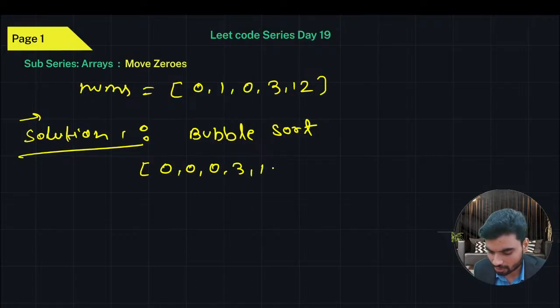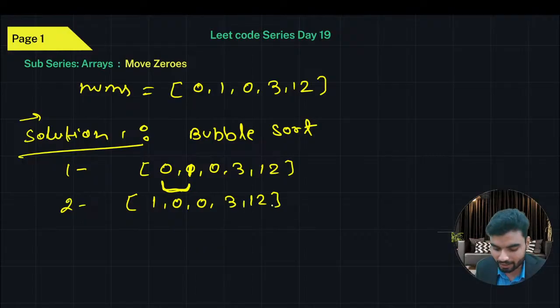0, 3, 12, which means you'll compare these, and if there is 0, you move it to the right part. So if you apply bubble sort, in the next step you will write 1, 0, 0, 3, 12, right? Again you compare two adjacent elements. Again, if they are 0, you'll swap them, right?